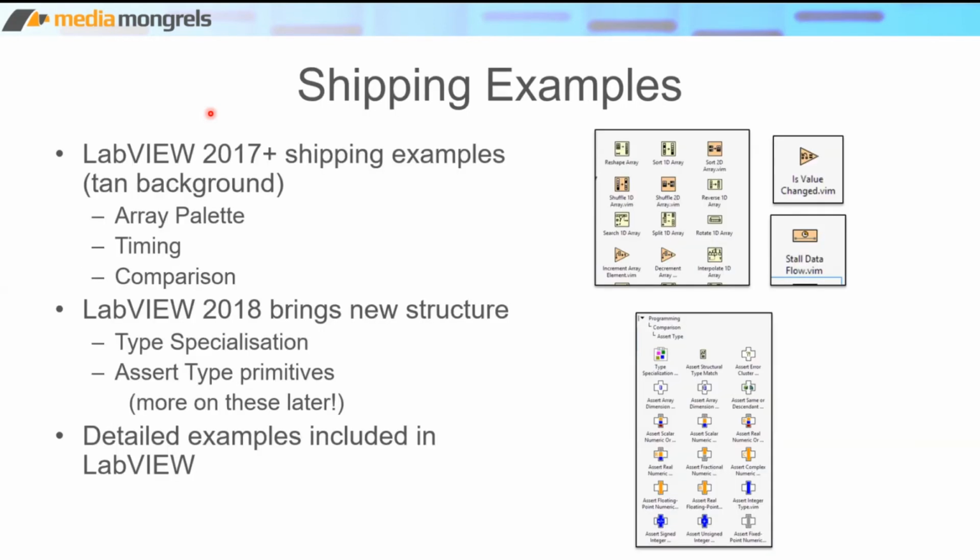One of the easiest ways to figure out what they are and what they can do is that LabVIEW 2017 onwards includes a bunch of shipping examples. I picked out a few up here. Things like Shuffle Array, Shuffle 2D Array, these primitive VIs with a darker orange background. These are actually Malleable VIs, and I'm pretty sure you can just double click on it and open it up, and you can see the code behind it, to see how it's implemented. So you can use that as inspiration for your own stuff.